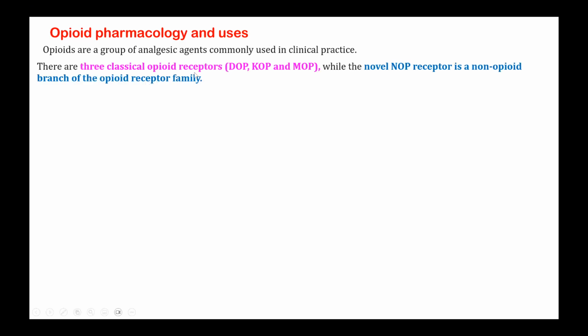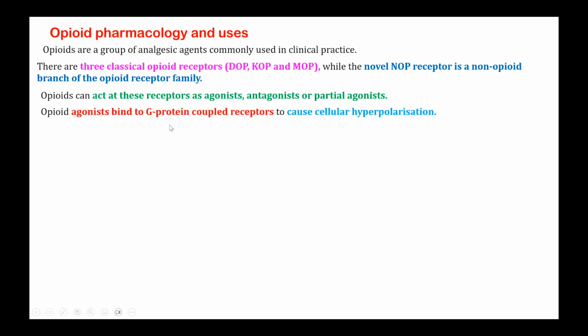So all these drugs are commonly used. There are three classical opioid receptors: DOP, KOP, and MOP. They are not called anymore just mu, kappa, and delta. It is called opioid peptide, so it has to be called like this only. And there is a new nociceptive opioid receptor, which is called NOP, the fourth branch of the opioid receptor family. And all of these act as agonists, antagonists, or partial agonists. And also there is another term which is called inverse agonist.